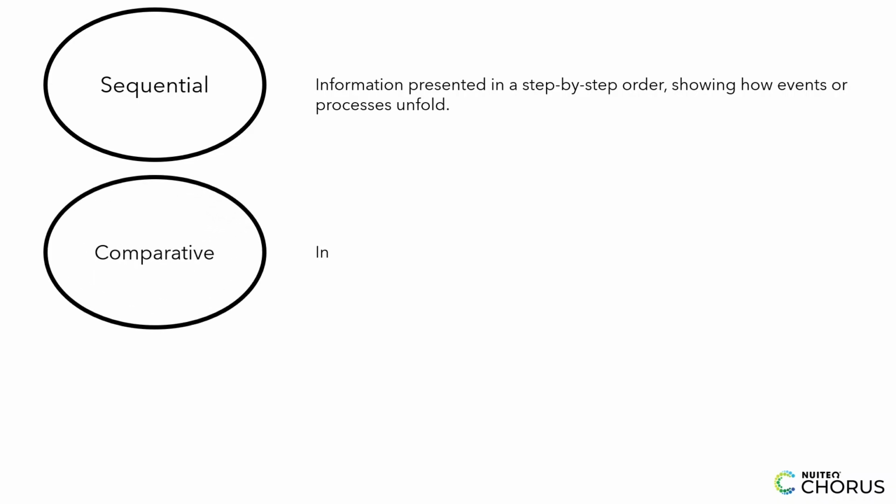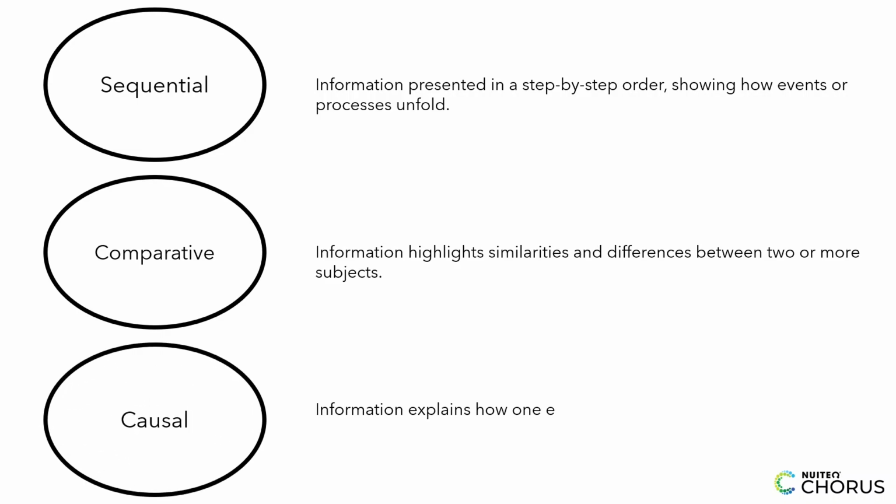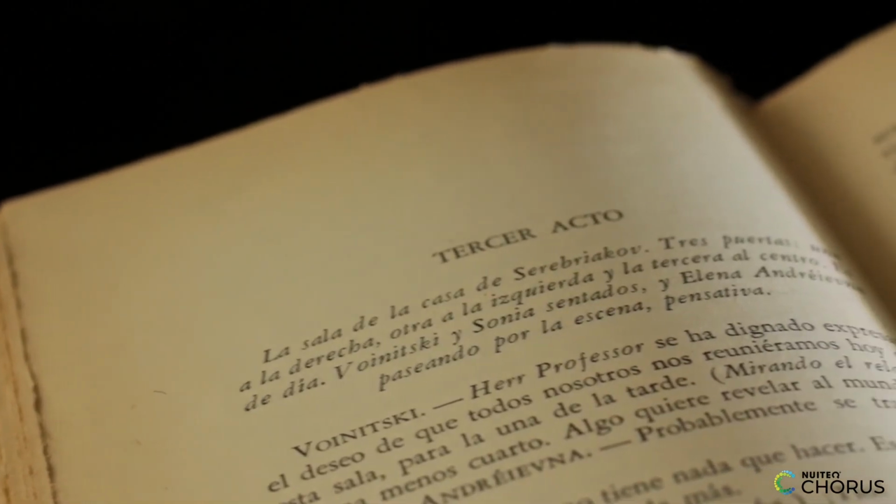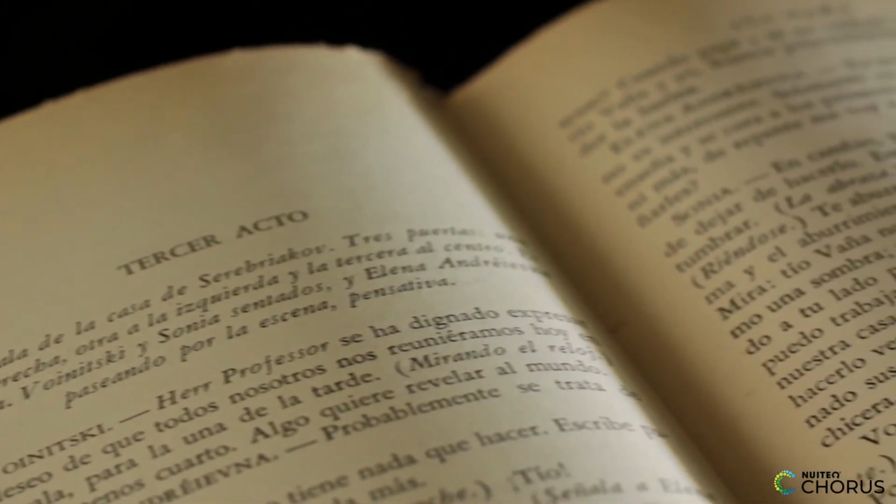Sequential. Information is presented in a step-by-step order, showing how events or processes unfold. Comparative. Information highlights similarities and differences between two or more subjects. Causal. Information explains how one event causes another, showing cause and effect relationships. Understanding these methods will help you better analyze and interpret the texts you read in history and social studies.